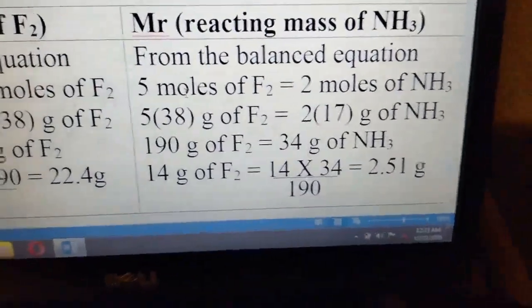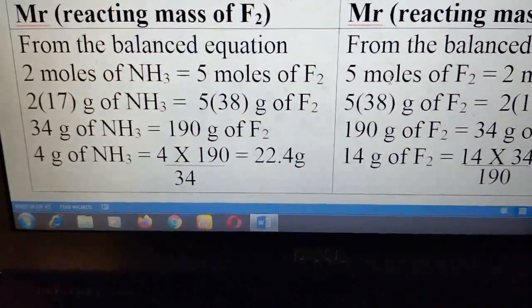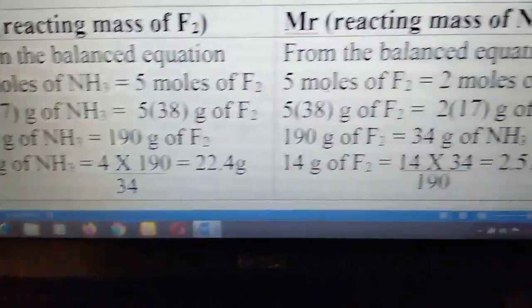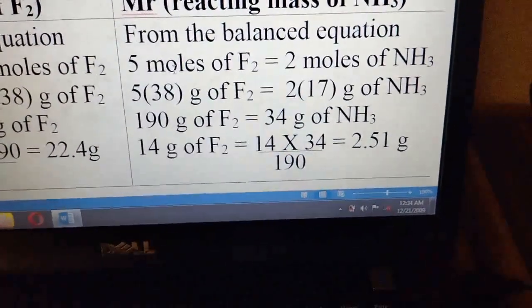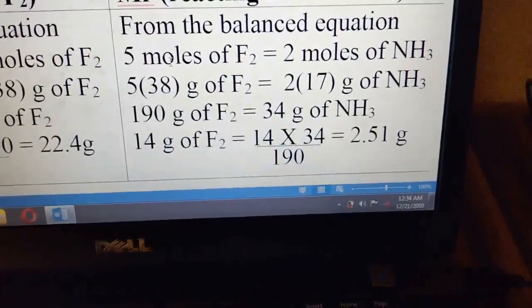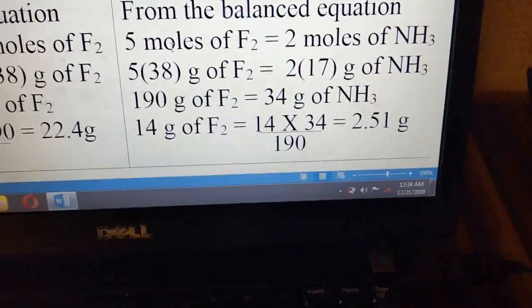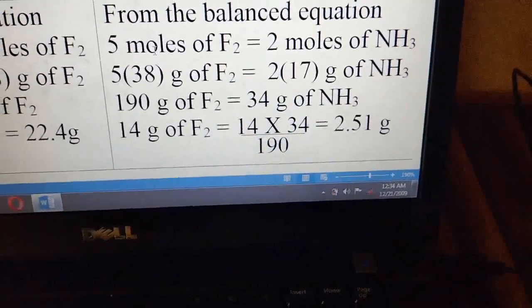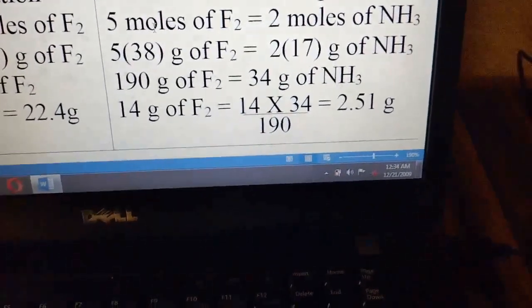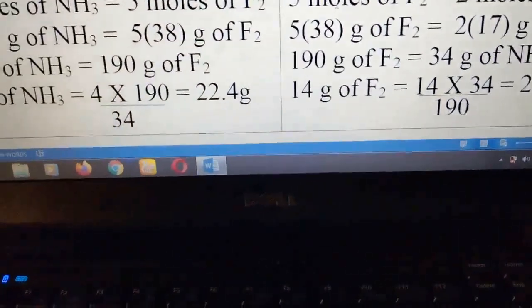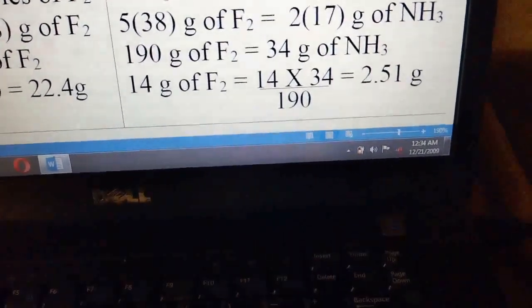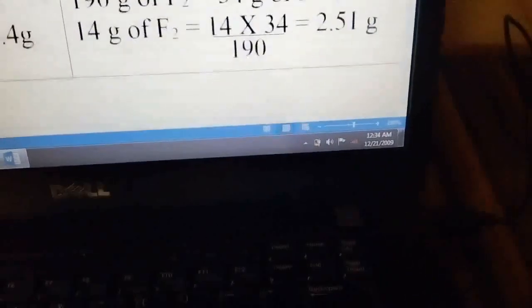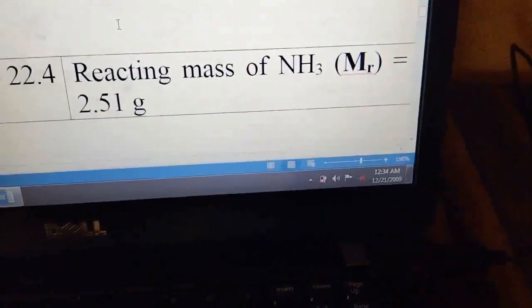Now, we work on ammonia. For the balanced equation, the same thing, just swap the first statement: 5 moles of fluorine now to 2 moles of ammonia. Convert the moles to masses: 5 moles is 5 times the molar mass, since molar mass is the mass of 1 mole, so 5 times 38 is 190 grams of fluorine. Then convert 2 moles of ammonia to mass, 2 times the molar mass, which is 34 grams of ammonia. Therefore, 14 grams of fluorine, the mass of fluorine that was initially introduced, gives 14 times 34 over 190, which is 2.51 grams of ammonia. So the reacting mass of ammonia is 2.51 grams.